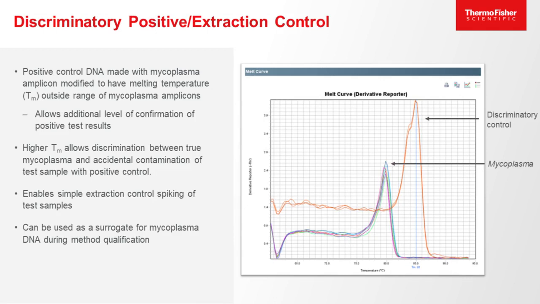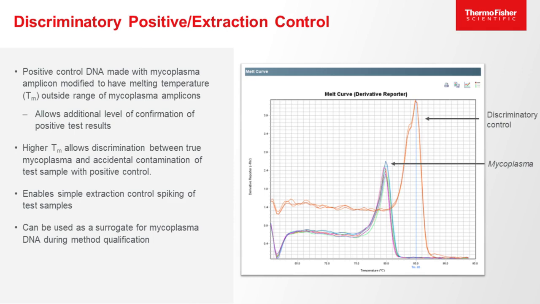Actually, the MycoSeq assay has received a second patent for the discriminatory positive control that is included in the kit. The discriminatory positive control, or DPC, facilitates the amplification of a modified PCR product with a melting temperature well outside the range of real Mycoplasma amplicons. Using post-PCR melting analysis, you will always be able to tell whether a sample contains real Mycoplasma or your positive control. At the same time, the DPC maintains the same extraction behavior as genuine Mycoplasma DNA and can be used as a sample extraction positive control by spiking test samples without the risk of unrecognized cross-contamination.